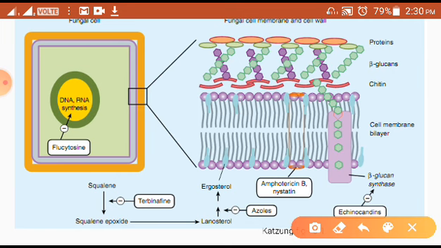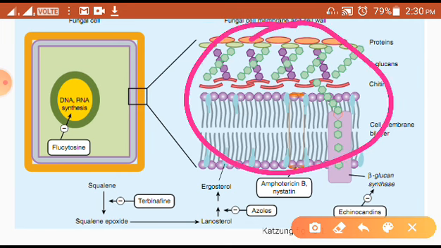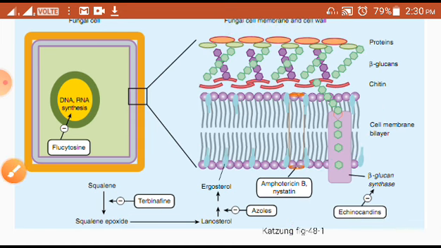And in this area you can see a very complicated cellular structure. So here also this lipid bilayer membrane is there. In the upper layer you can find the proteins, then lipids, glycolipids.